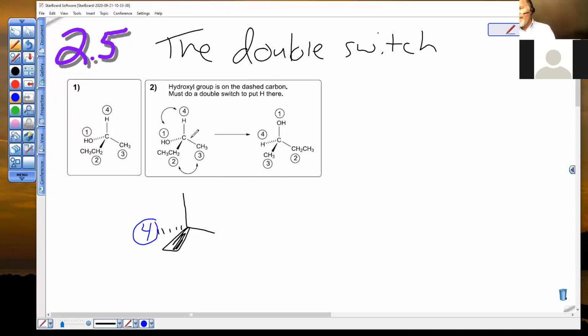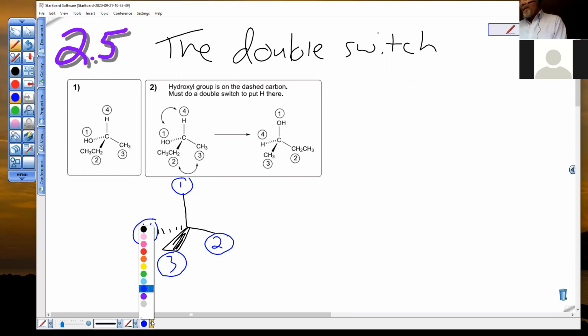You switched it with, in this example, the 1 that was on the dash. It could have been a 2. It could have been a 3. In this example, it was a 1. That's a single switch. Don't stop. To finish the double switch, you've got to switch the other 2. That means your 3 and 2 switch. So 3 will be on the wedge now, and 2. And I promise you, you really haven't changed this molecule at all. It's the exact same molecule redrawn, and it has the number 4 group on a dash. You are now permitted to connect 1 to 2 to 3 to get the right answer.